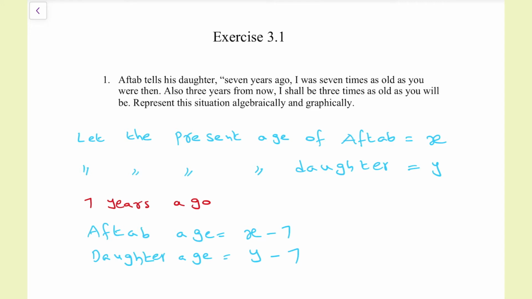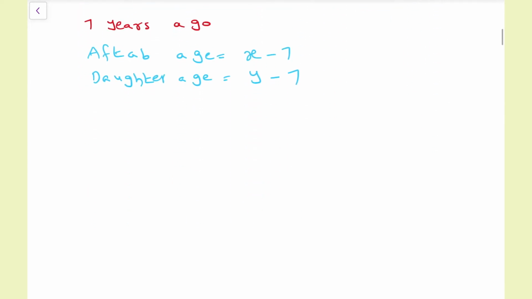Now he gave some condition here. What is that condition? 7 years ago I was, here I represents Aftab because Aftab is saying to daughter, right? So 7 years ago I was 7 times as old as you were then. So Aftab is saying, right, Aftab's age, that is X minus 7, is nothing but equal to 7 times, 7 into daughter's age Y minus 7. So this is nothing but Aftab is 7 times of daughter 7 years ago.